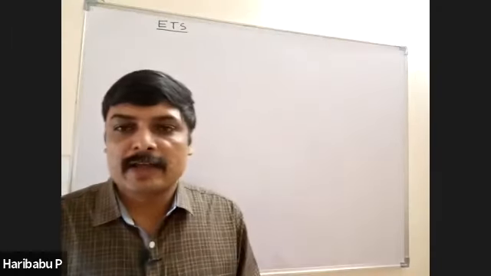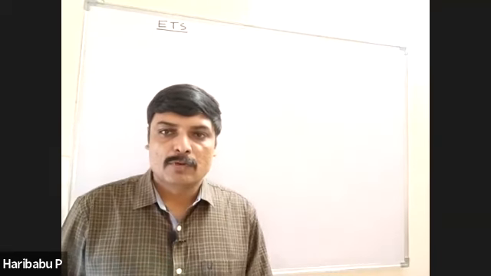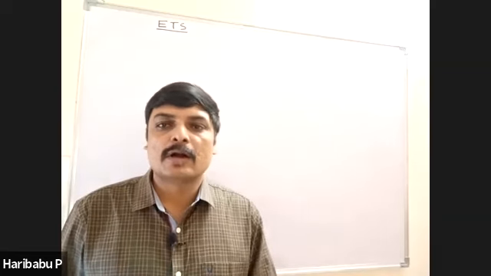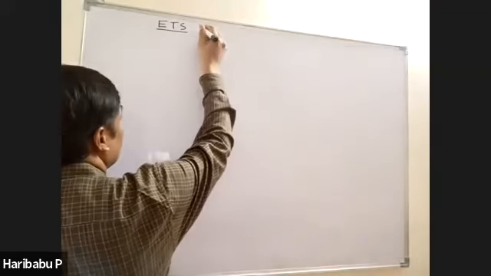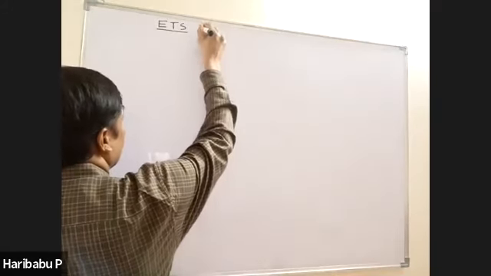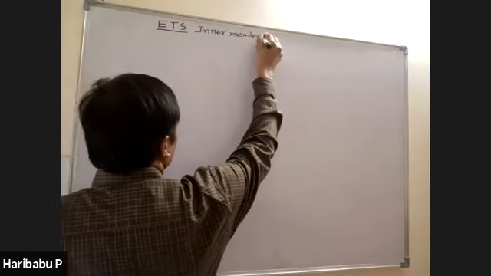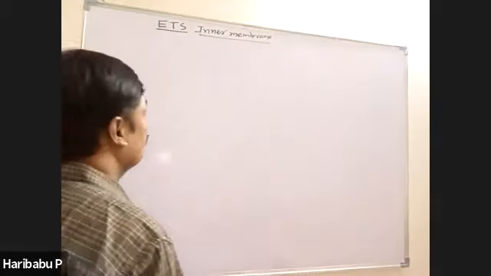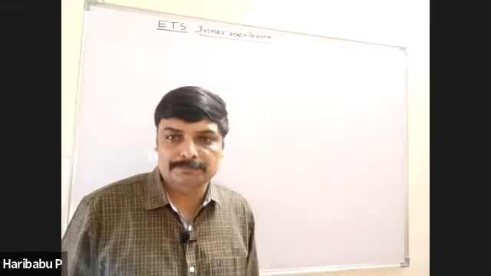What is the site of glycolysis? Cytosol or cytoplasm. What is the site of link reaction and Krebs cycle? Mitochondrial matrix. Then what is the site of ETS? ETS occurs in the inner membrane of mitochondria. The electron transport system takes place on the inner membrane of mitochondria.